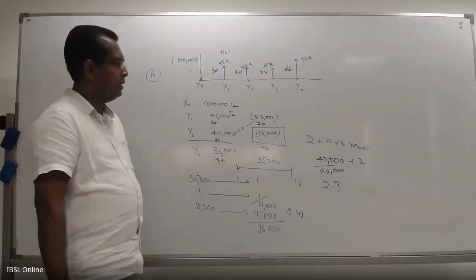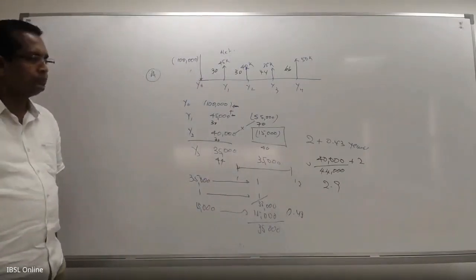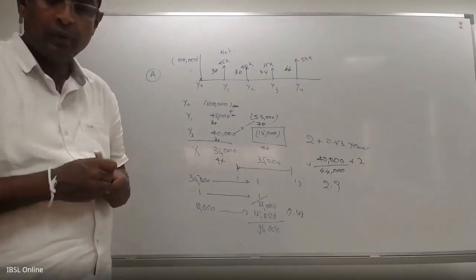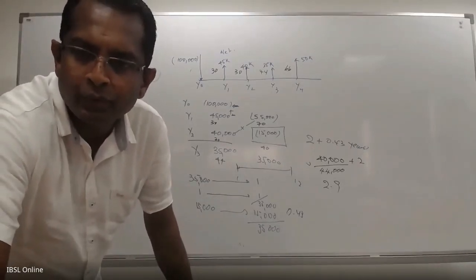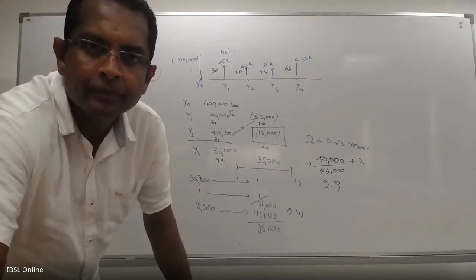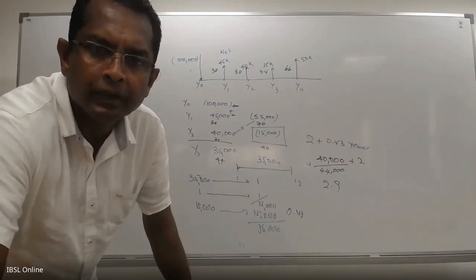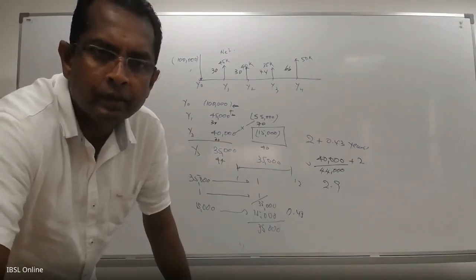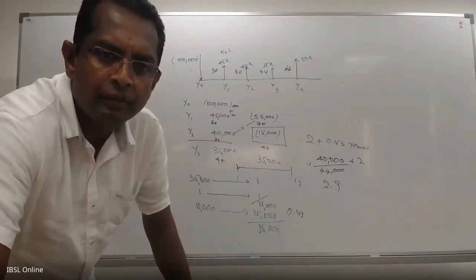Right? So 44,000. I forgot to do that. Right? So 40 divided by 44.91.